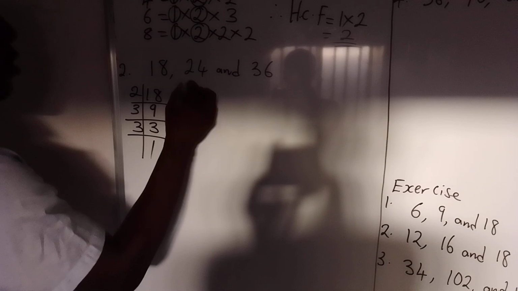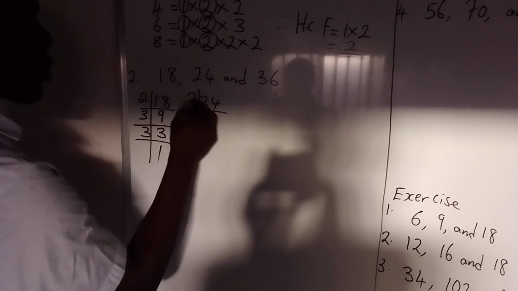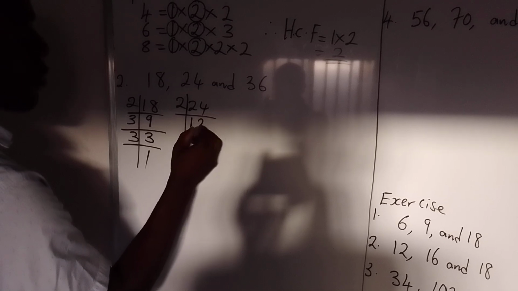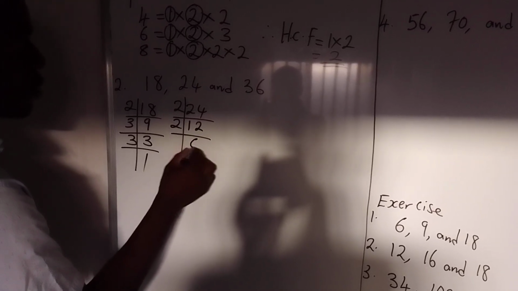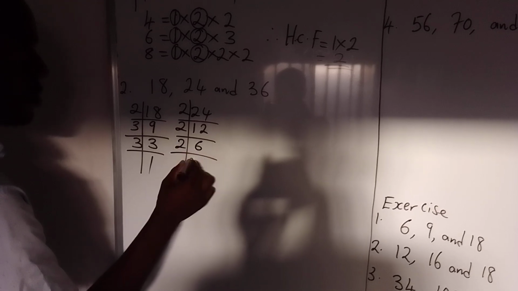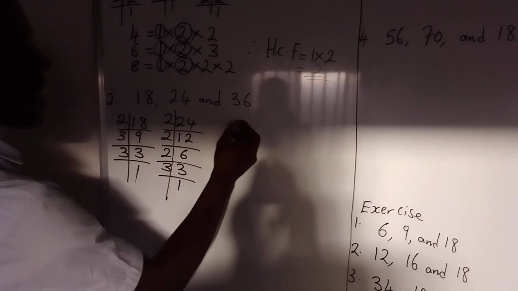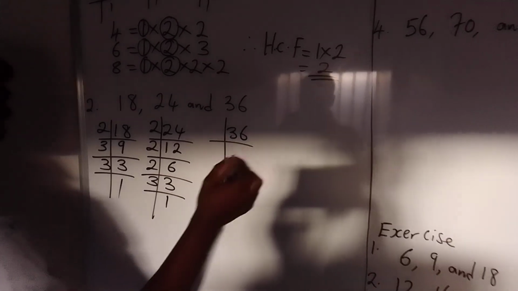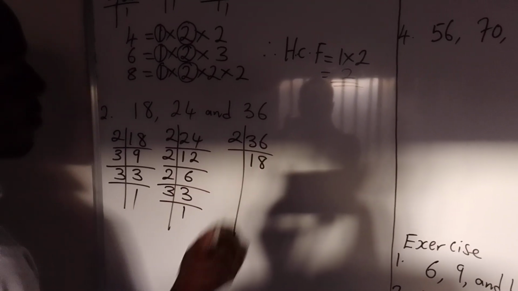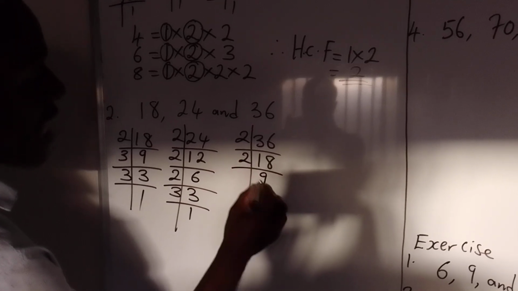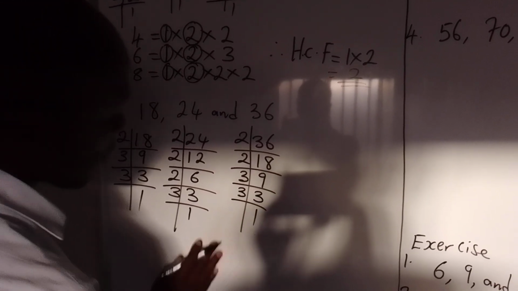Then for 24, which is an even number, it can be divided by 2. So 2 into 24 gives us 12. 12 is an even number. 2 into 12 gives us 6. 2 into 6 is 3. And 3 into 3 is 1. For 36, which is an even number as well, 2 into 36 is 18. 2 into 18 is 9. 3 into 9 is 3. 3 into 3 is 1.